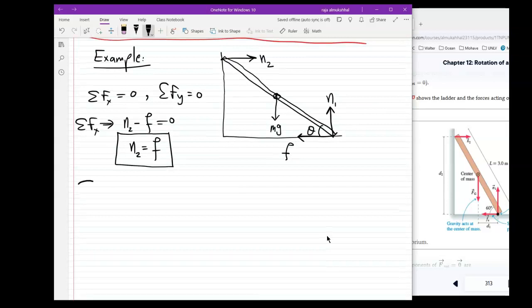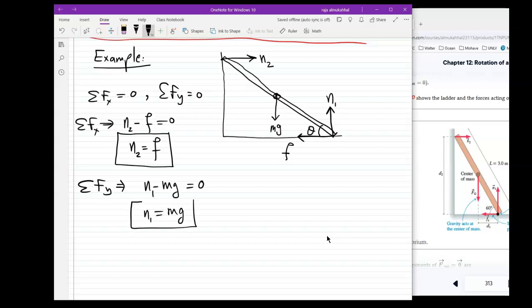And then sum of the forces in the y direction is also equal to 0. So that will give me, sorry, minus mg. Let me say this, N1 minus mg, and that will give me N1 equals mg. Box it again. Both mg and N1 are unknown to me as well. Okay, so far?